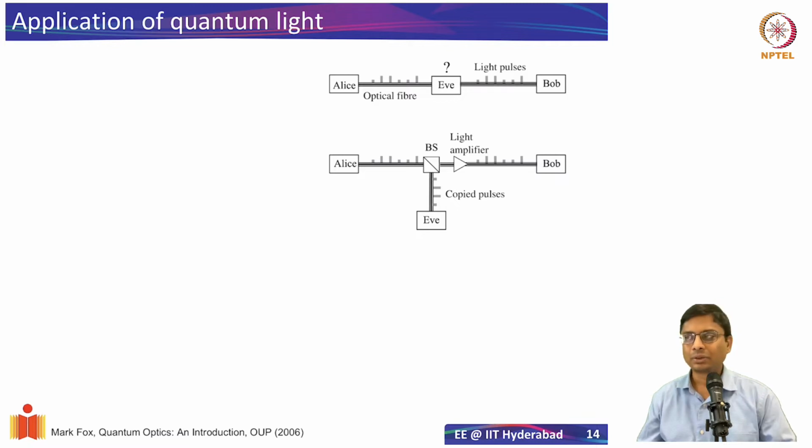I'll try to explain the impact of quantum light using communications as an example. Right now, we are all communicating, and information is being sent from your phone or your computer to servers and so on. Let's say with the bank servers, we want it to be secure.